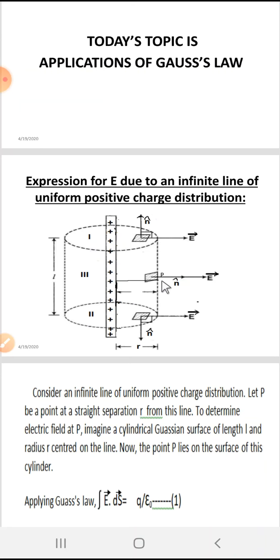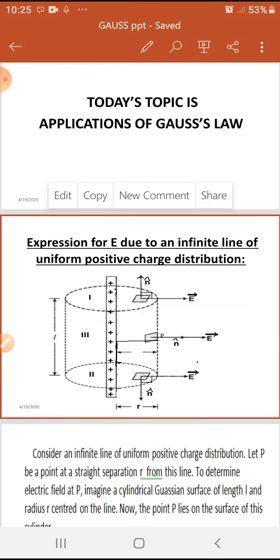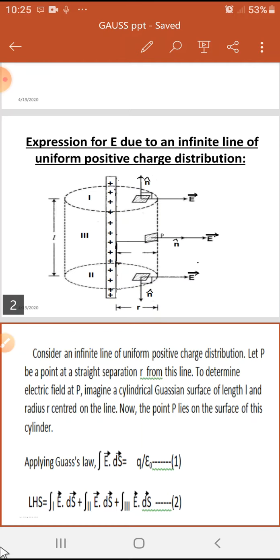To determine the field intensity at point P, imagine a Gaussian cylinder. This is a dotted cylinder because it is an imaginary cylinder. For a line, the Gaussian surface is a cylindrical surface, and point P lies on the curved surface of this imaginary cylinder. We have to apply Gauss's law over this Gaussian surface.